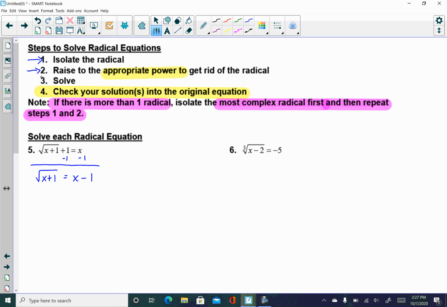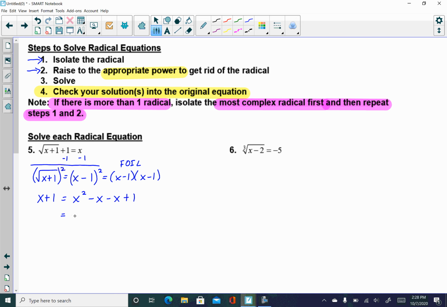Then step 2 says raise it to the appropriate power. Since this is the square root, I'm going to square both sides. On the left-hand side, anytime you take a square root and you square it, or any root raised to its power, you always get what's inside. So that's just going to give me x plus 1. On the right-hand side, x minus 1 squared really means x minus 1 times x minus 1. That little 2 up top means to write it twice so that you can FOIL this. So if we start FOILing here, first x times x is x squared, outside negative 1 times x, inside negative 1 times x, last negative 1 times negative 1.